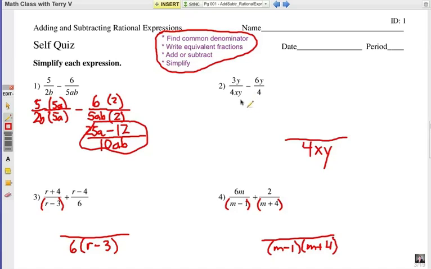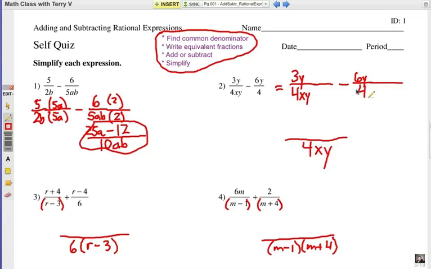Alright, number 2. If the common denominator is 4xy, what I want to do is rewrite each of these fractions. So this is the second step, writing equivalent fractions. So copy the original fraction, extend the line a little bit, and we do the same for the second fraction.